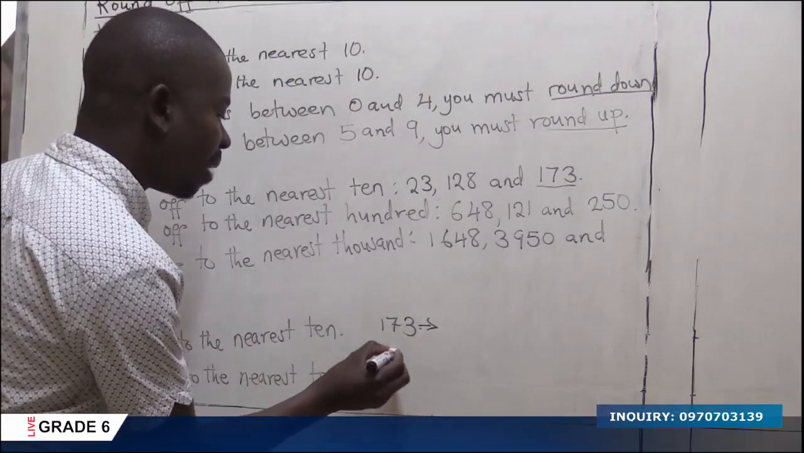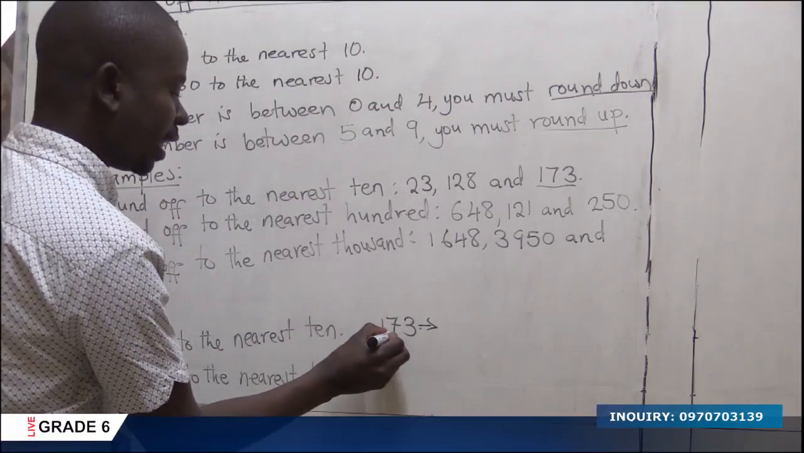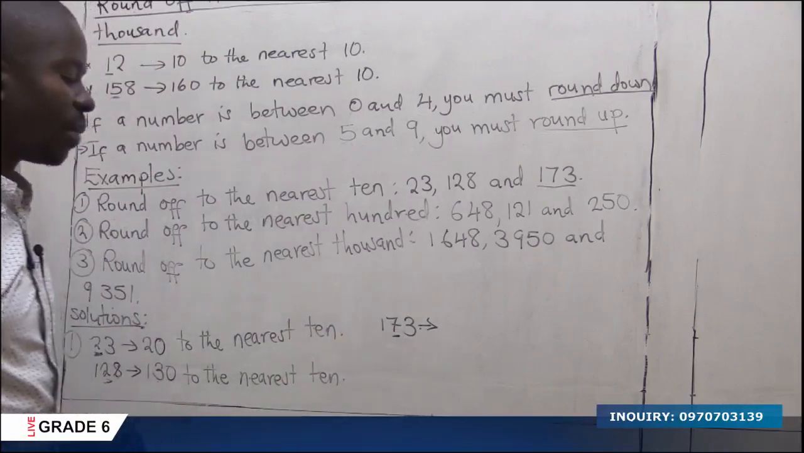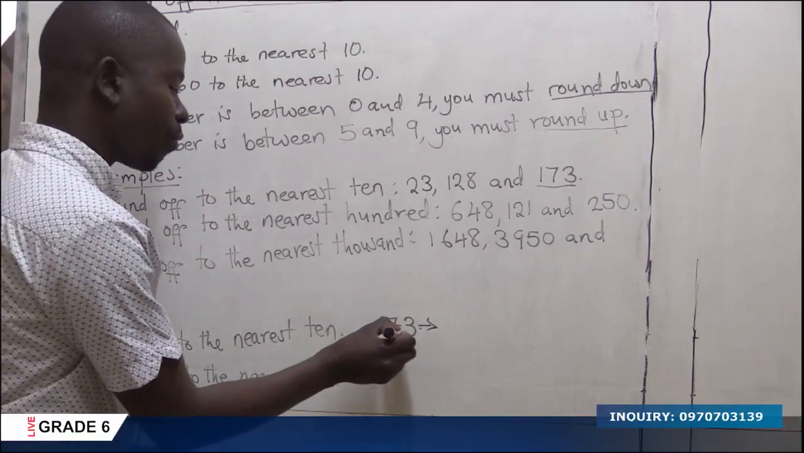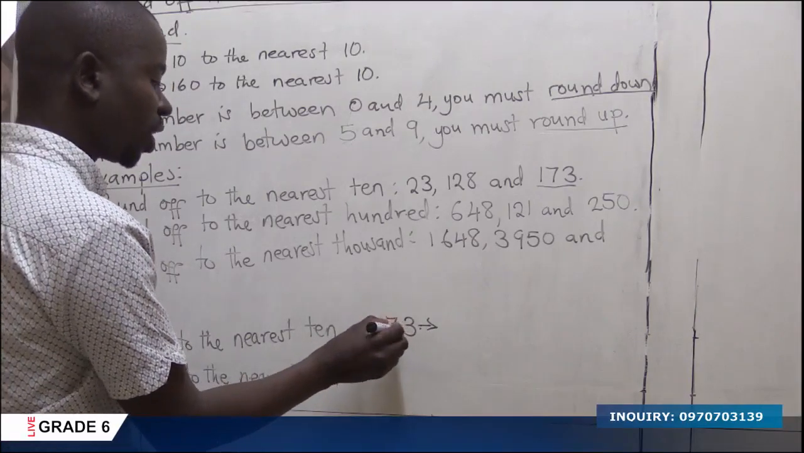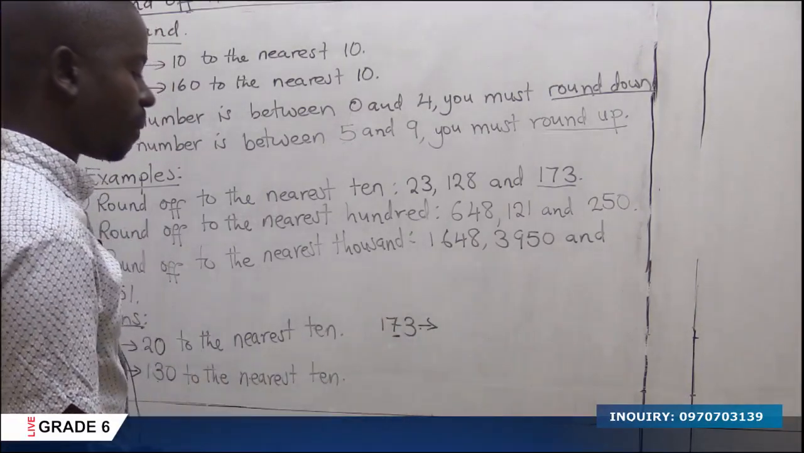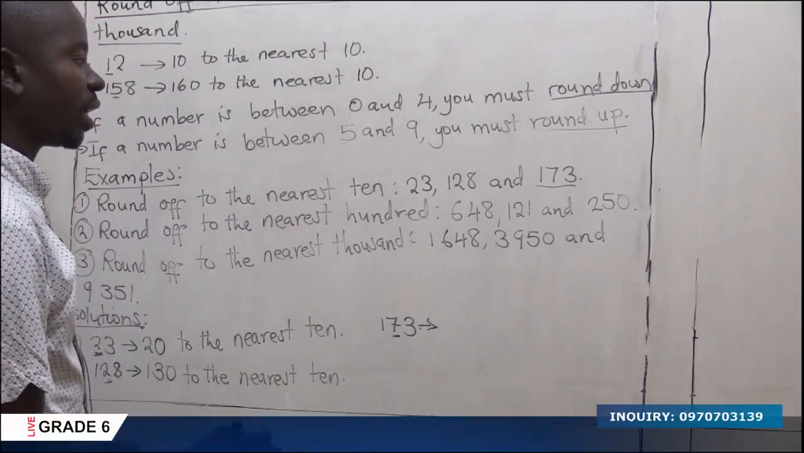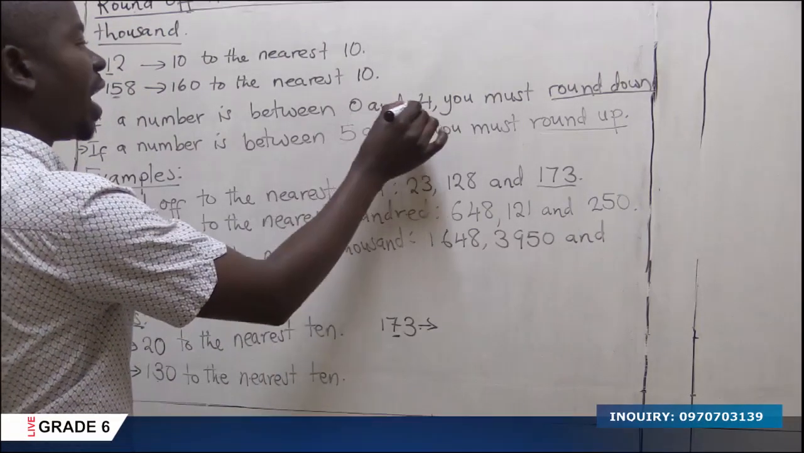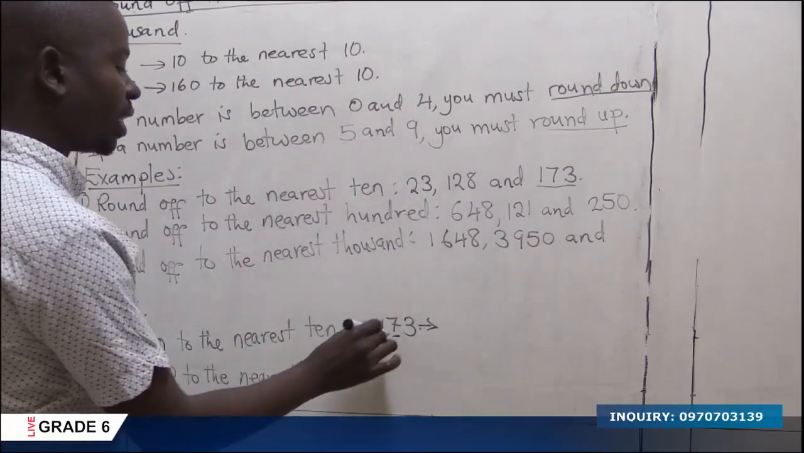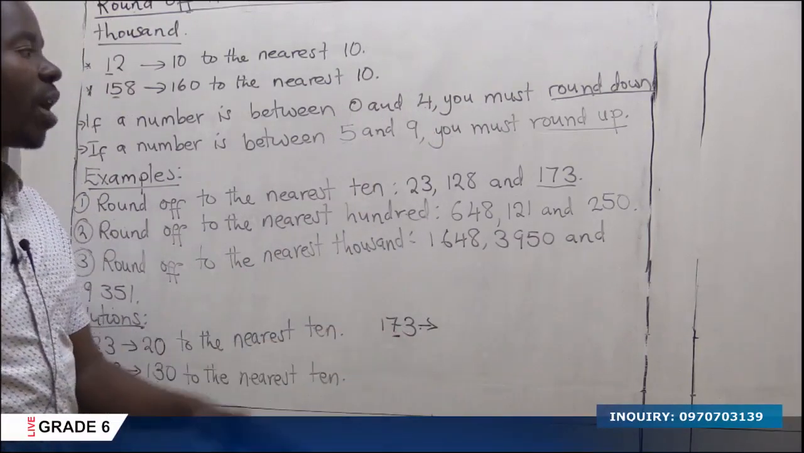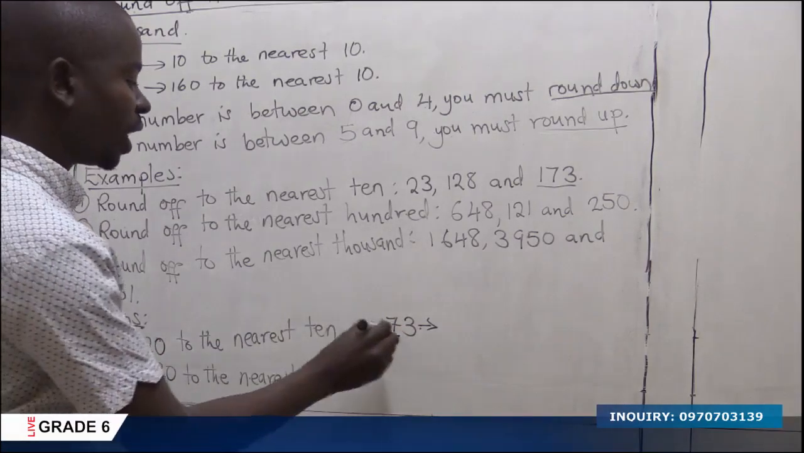Here, the number that is in the tens position is 7. Since we found the number in the tens position, let's check the next number. Our next number, boys and girls, is between 0 and 4. I said if the number is between 0 and 4, you must round down.